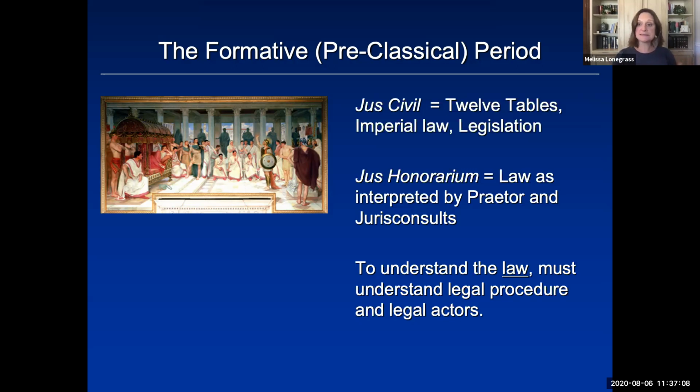And at this point in Roman legal history, the jus civile is made up of the 12 tables plus additional written law, both imperial law and legislation, that had been promulgated during the archaic and early formative period. Most of the customary law had been displaced by these written laws by the time of the formative period. But the star of the preclassical period was not the written law itself, but was instead the jus honorarium.